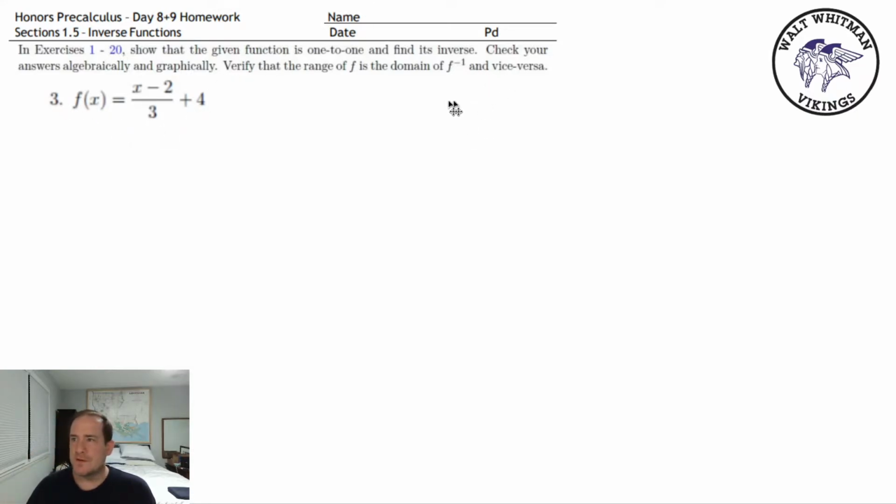Your instructions are bad. Your instructions are telling you, show that the given function is 1 to 1 and find its inverse. So show that it's 1 to 1. That's not super obvious. How do you do that? So how do you show?